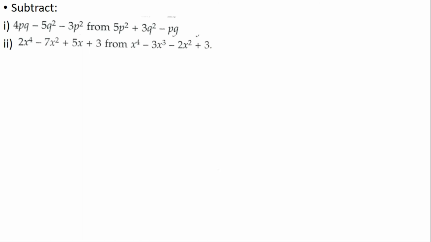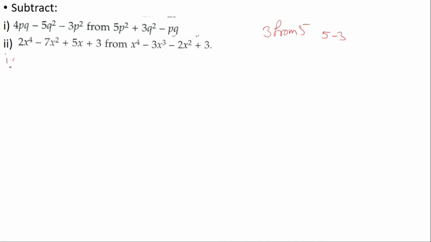In this question you have to subtract. The question is to subtract 4pq minus 5q square minus 3p square from 5p square plus 3q square minus pq. You can take this question as subtract 3 from 5. So how do we write this? We write 5 minus 3. In the same way you have to solve this one.